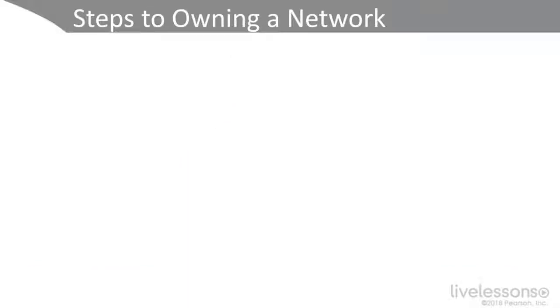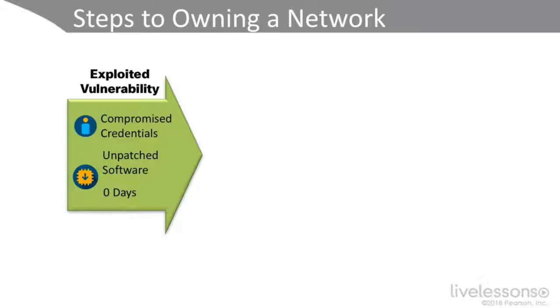So as far as the steps to owning a network, we'll start out with an exploited vulnerability. And this vulnerability could be a compromised credential, could be unpatched software, vulnerabilities in the software, and there's just no patch that has been applied to the device. And then other times you'll have 0 days, which are genuine vulnerabilities that have not been discovered and have not been reported on. And so sometimes you find those. Really what happens, though, more often than not, are compromised credentials.